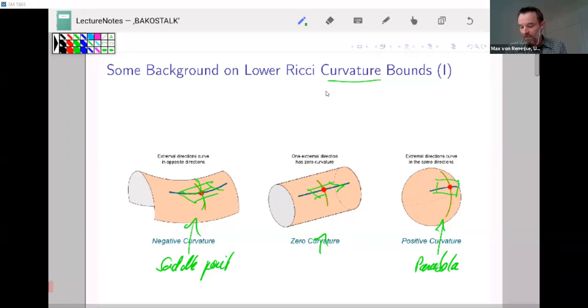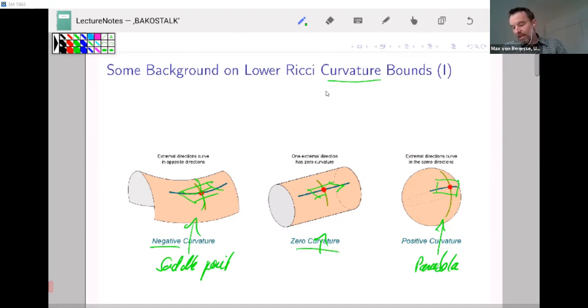And we have a plus and minus eigenvalue of this corresponding quadratic form, and the product is negative. So that's why you call this a negative curvature situation. You have a positive eigenvalue and a negative eigenvalue of the corresponding quadratic form, and that's negative curvature.